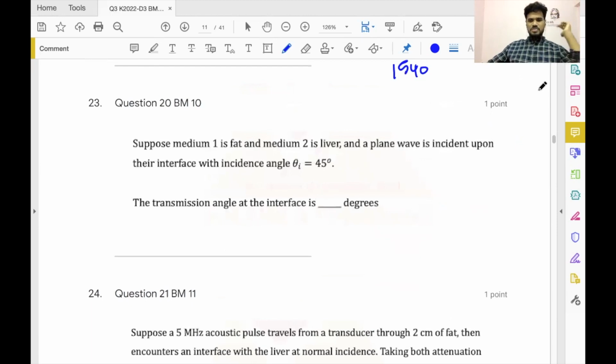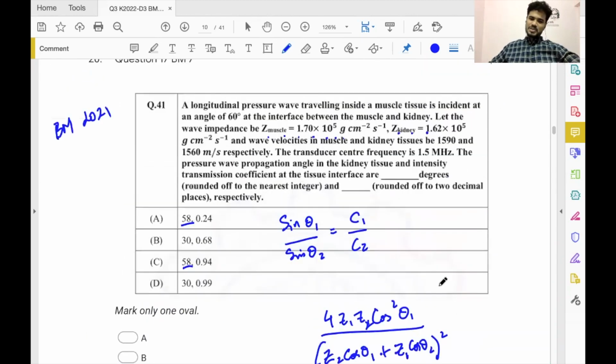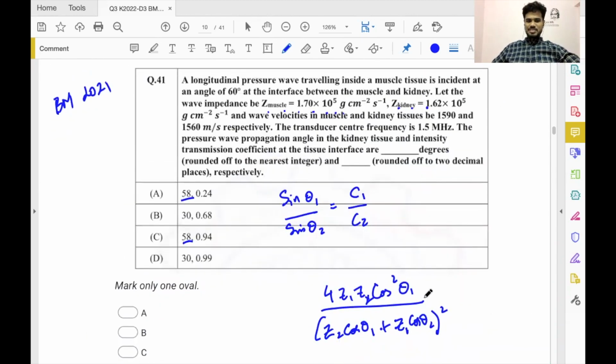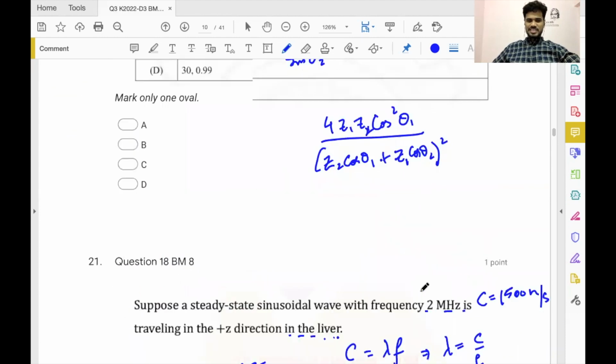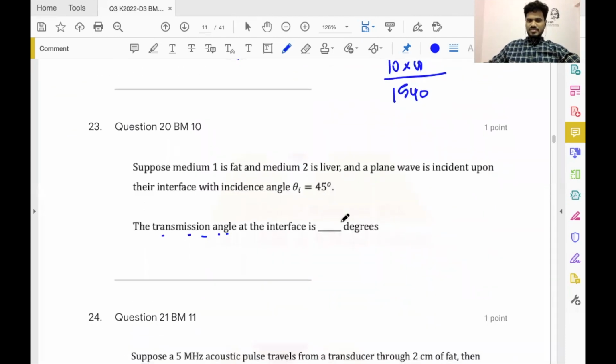So in fact, this question is a much simpler question. It's just directly Snell's law. We did that GATE 2021 question. Apply Snell's law, and also find the transmission coefficient. Here, just find the transmission angle. Again, Snell's law: we have sin theta 1 by sin theta 2 equals C1 by C2.